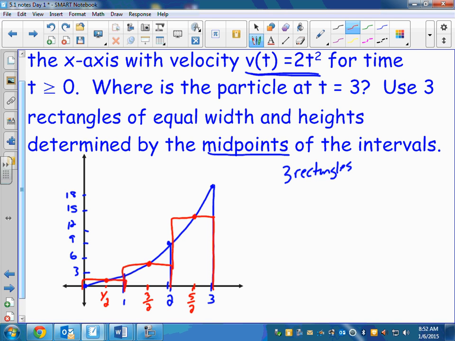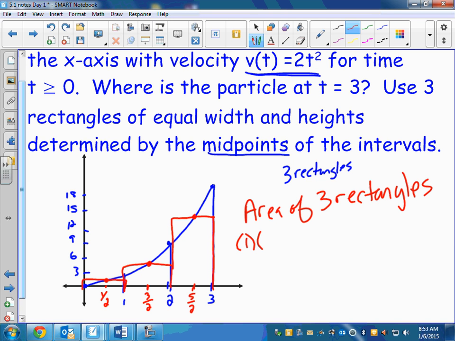Could we find the area of each one of those rectangles and add them together to get an estimation of this? Yeah. So we want to find the area of the 3 rectangles. We like rectangles because it's an easy formula. Length times width, or base times height, or I don't know, however you want to think about it. The length of this is just 1. Do you agree with me on that? So the first rectangle I'm going to say is 1 times the height.